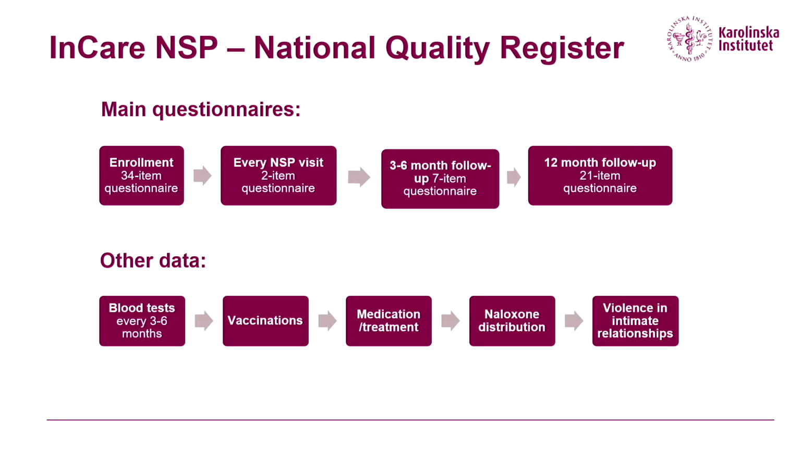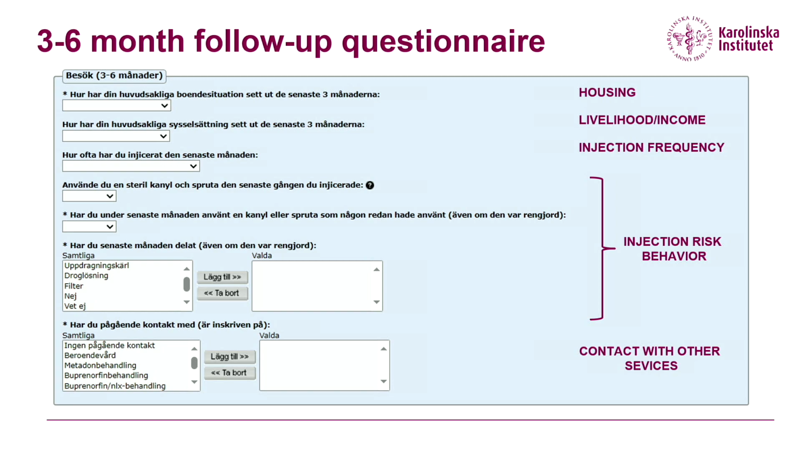So there are also some other indicators. We do take venous blood tests every 3 to 6 months. We follow vaccination coverage, treatment, HIV, hepatitis C, naloxone distribution, and some other areas of interest. This is an example of how the 3 to 6 month questionnaire looks, and it focuses on housing, income, livelihood, injection frequency, injection risk behavior, and contact with other services.